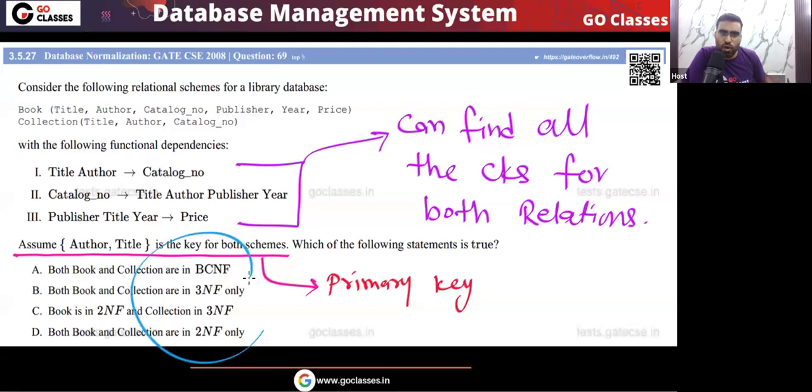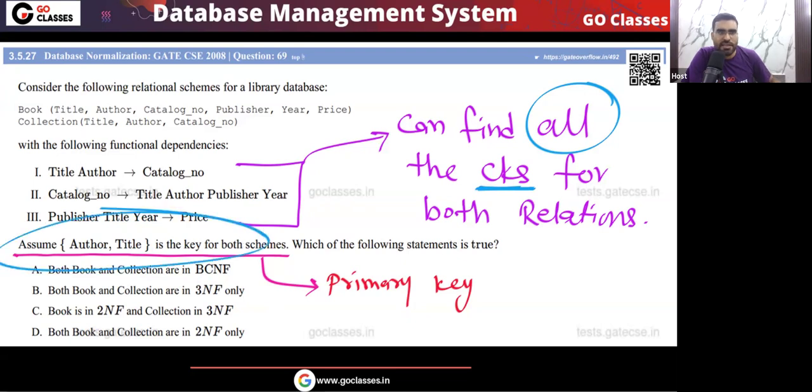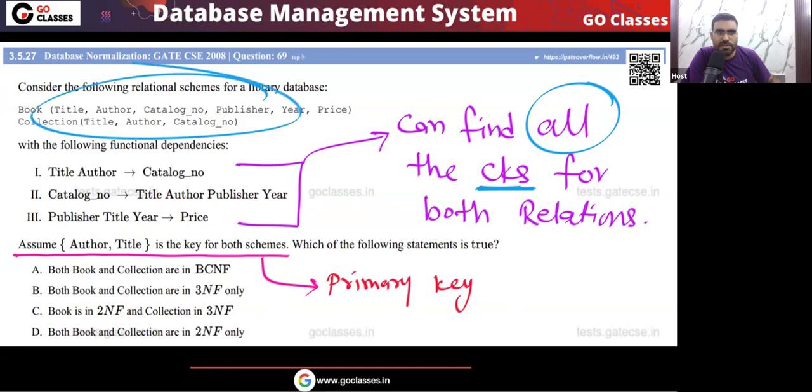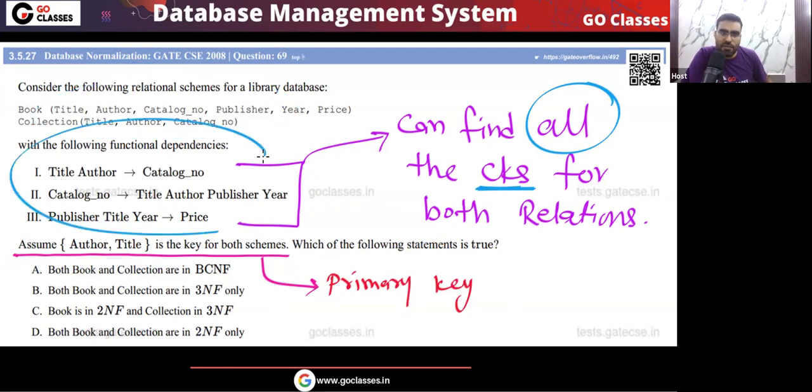So you must find all the candidate keys. Yes or no? From the functional dependencies, you must find all candidate keys. Is this clear? This information that is given to you is actually only for the primary key: in these two tables, author comma title is the primary key. But candidate keys we have to find. There can be more candidate keys. I will show you.